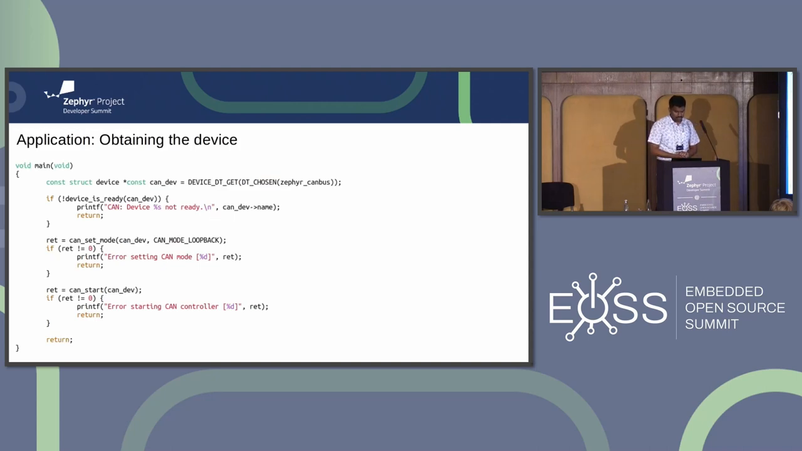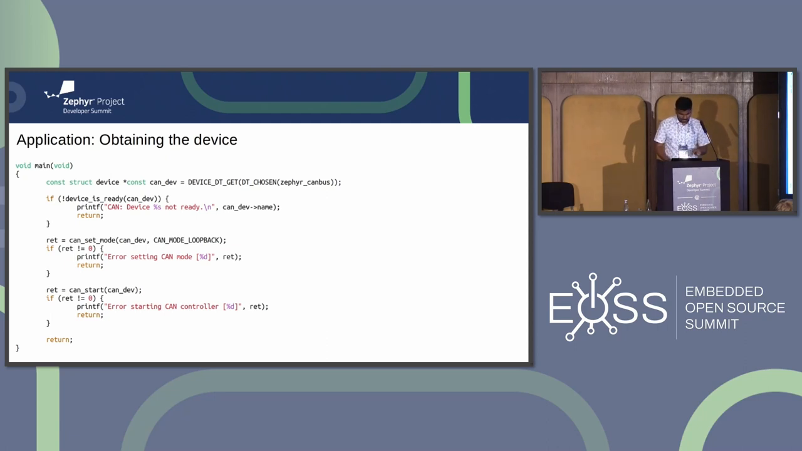So this is how an application looks. First we need to know the device identifier. Once we know the device identifier, we can get the device with the help of a macro called DEVICE_DT_GET, which returns the device structure. Afterwards, we need to verify whether this device is ready or not. If it is not ready, it will return here.